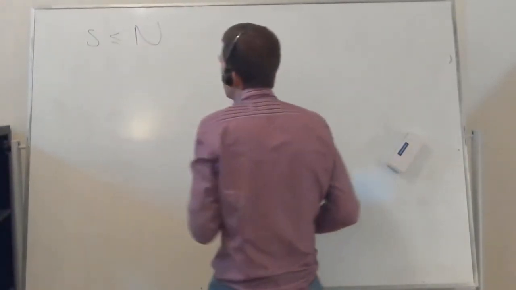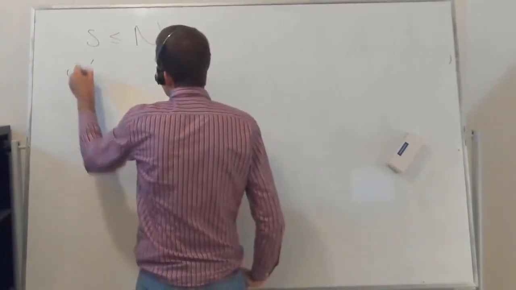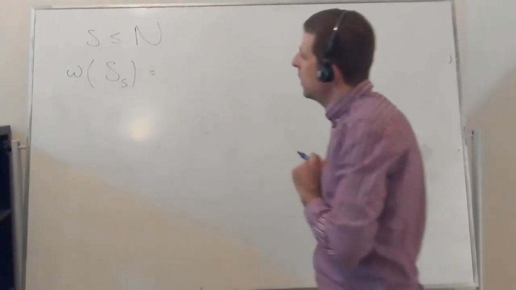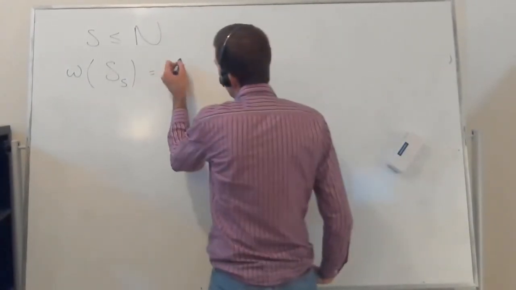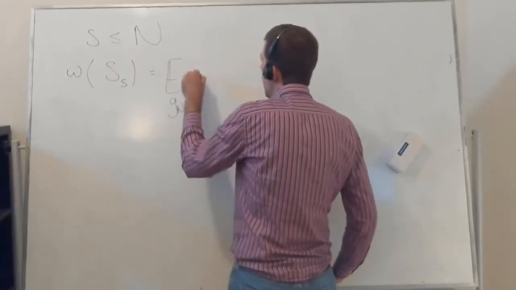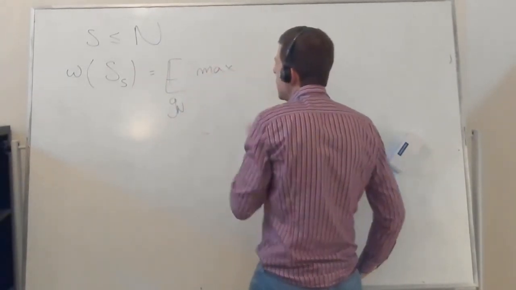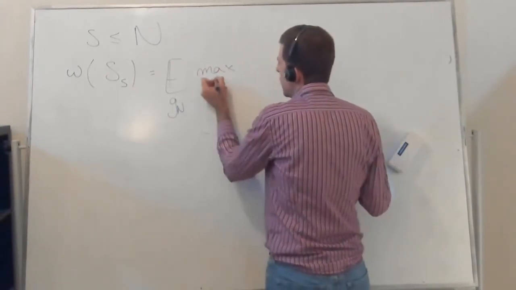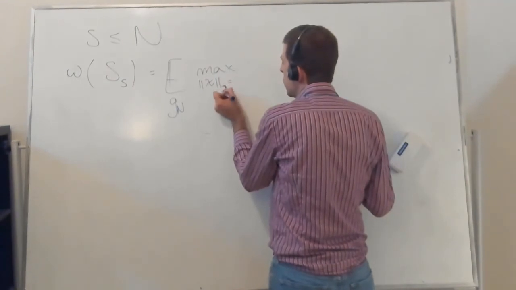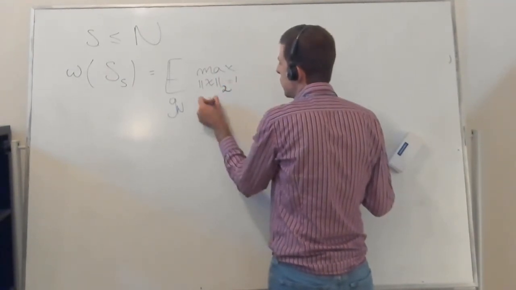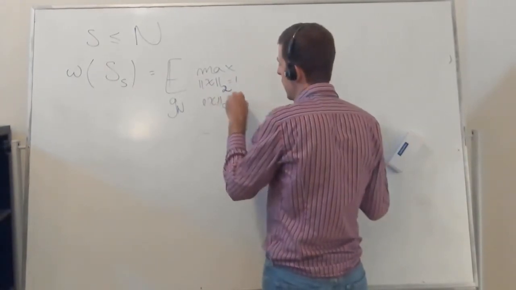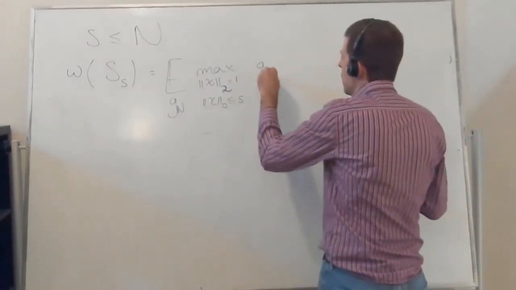You should think of it as much smaller than N, and we want to compute the Gaussian width of S sparse vectors. Okay, so what is this? Well, this is the expected value over a Gaussian vector in n dimensions of the max of a vector, say X, that has 2 norm equal to 1, and its 0 norm should be smaller than S.